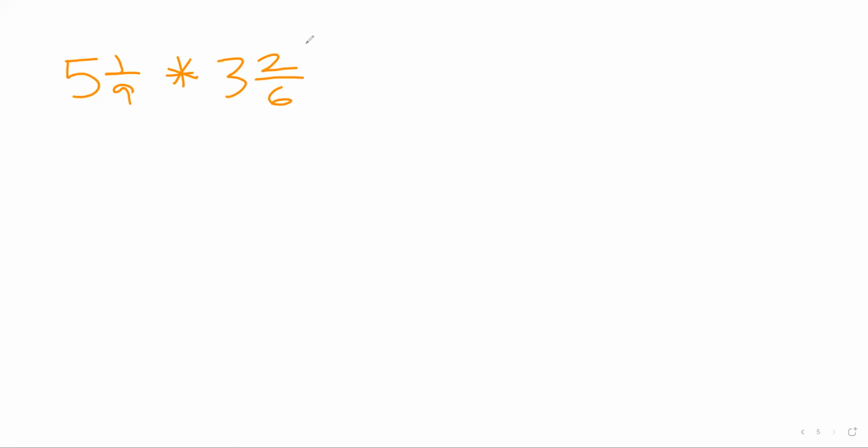We're going to round first, because we'll get an estimation. 5 and 1/9 is still close to 5. 3 and 2/6 is close to 3. So here's another answer that should be around 15. I think we had another one like that.